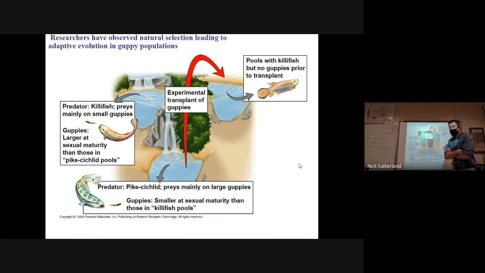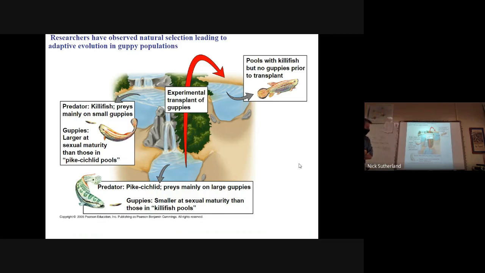If you want a deeper explanation as to what this experiment entails and what it's telling you about natural selection, you can go read it a little bit more in depth. I'm just going to give you an overview because you need to know an example. You don't need to know the details of this experiment. But what they effectively did was they took these little guppies and studied the age and size at which they reached sexual maturity.